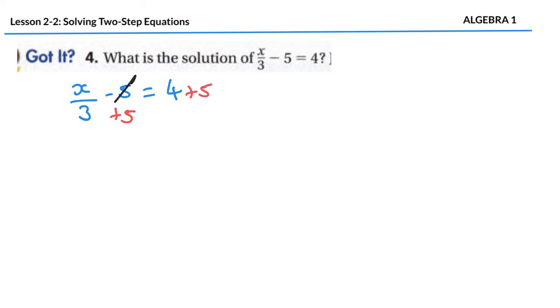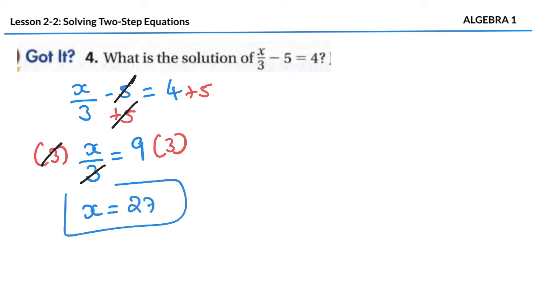And minus 5 cancels with minus 5. What are you left with? You're left with x over 3 equal to 5 plus 4, 9. Now, how are you going to remove the 3 that is divided? You multiply by 3 on both sides. And then 3 and 3 cancels. What are you left with? X is equal to 9 times 3, 27. Excellent going. You got this right too.